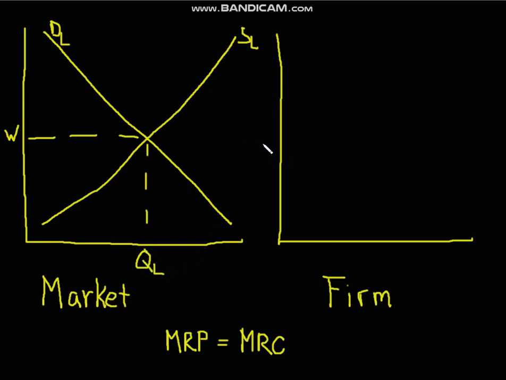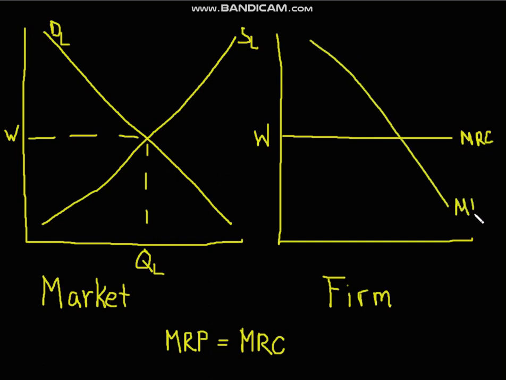Now, firms in perfectly competitive labor markets are wage takers, so they must take the wage that is going in that market. And this is their MRC, their marginal resource cost. The demand curve for labor slopes downward, and it is equivalent to your MRP, or marginal revenue product. The intersection of those two will set the number of workers hired. So it will be here.